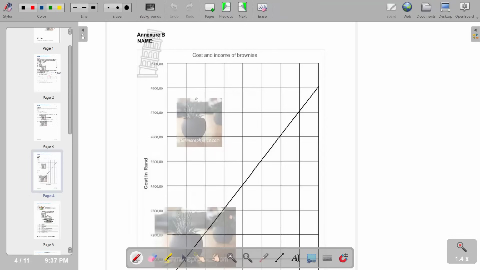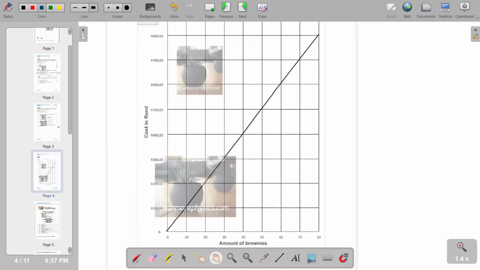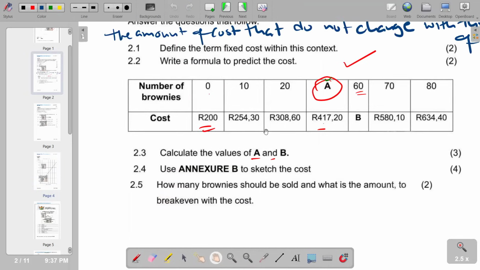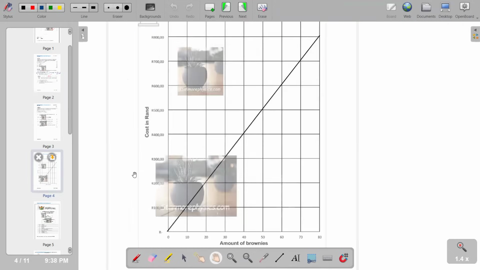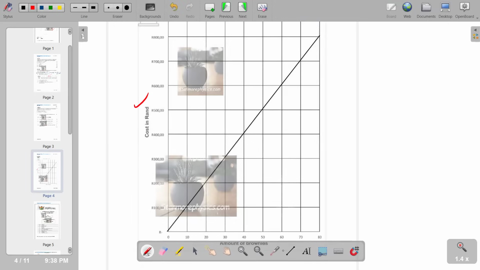This is our annexure B. We're given a graph, and we have to sketch the cost curve. And of course, we know that we can start with the first coordinate that we have: 0 brownies, cost being 200 rand. So we see that we have cost on the vertical axis and number of brownies on the horizontal axis.